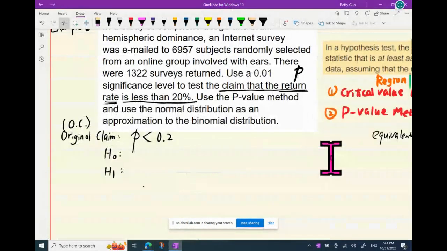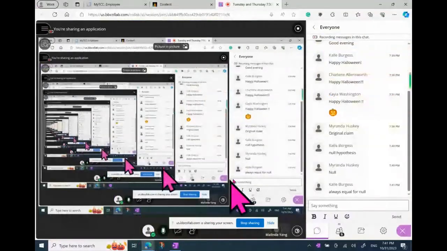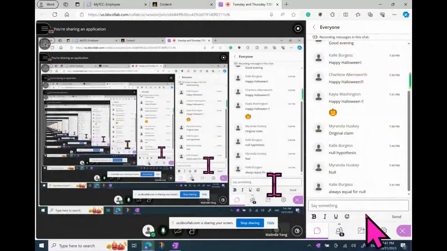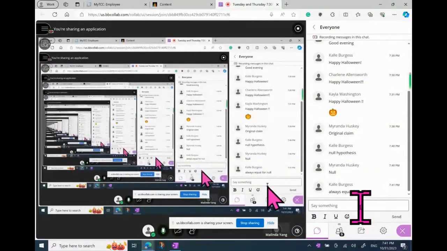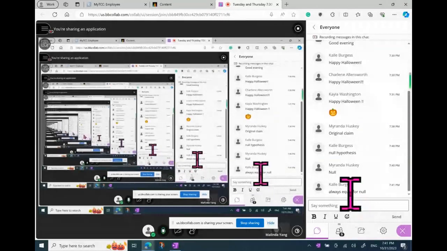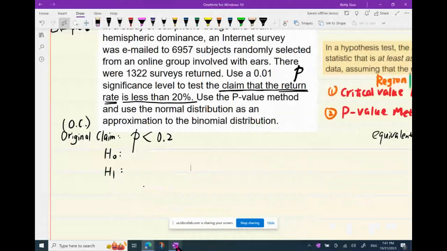Very good. And remember a very, very important thing about H sub 0: the null always contains an equal sign. Always equal for null. Yeah, thank you, Kelly. The null always contains the equal sign. So in this case, H sub 0, the null hypothesis, would be P equals 0.2. Our null hypothesis would be the return rate equal to 20%.